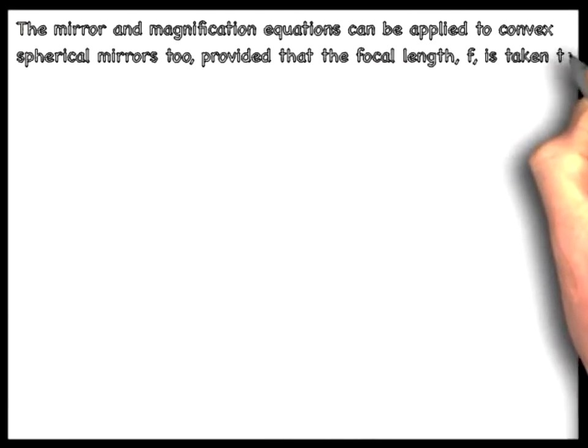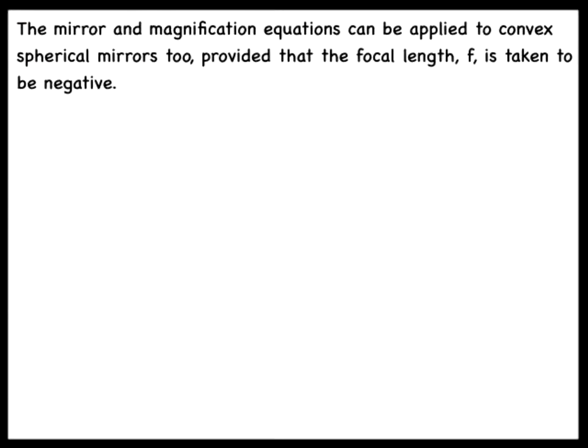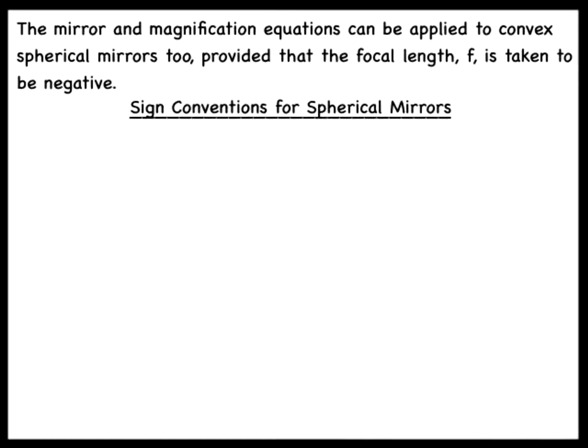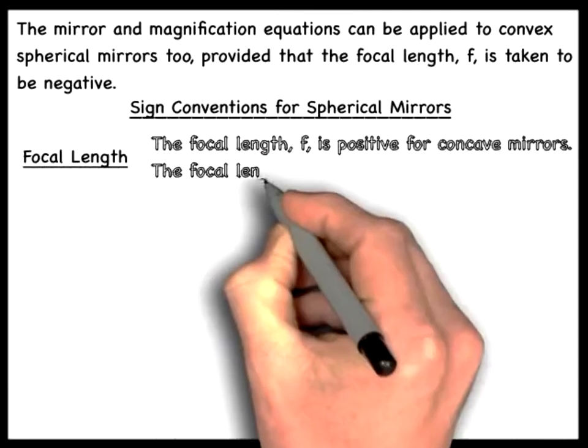The mirror and magnification equations can also be applied to convex spherical mirrors, provided that the focal length f is taken to be a negative number. The following reasoning strategy summarizes the sign conventions that are used with the mirror and magnification equations. They apply for both concave and convex mirrors. The focal length f is positive for concave mirrors and negative for convex mirrors.